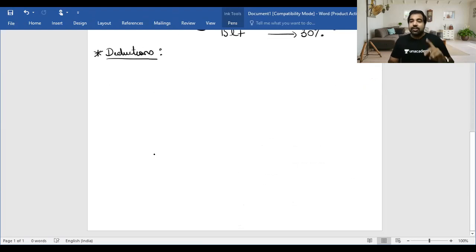Guys, while we discuss deductions, let me tell you, there is no change in the income. So whatever incomes you're taking, for example, you've given a house on rent, you earn some salary, you have PGBP, you have a capital gain, you have IFOS, there is no change in the income, only in deductions.